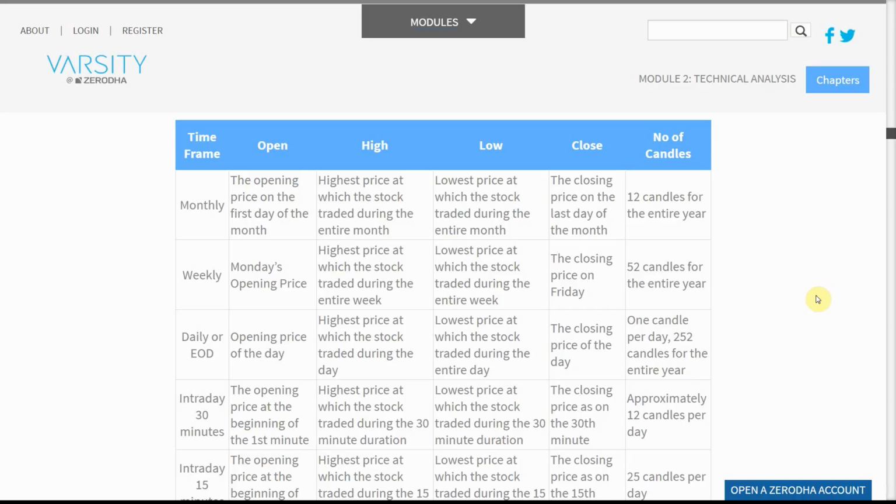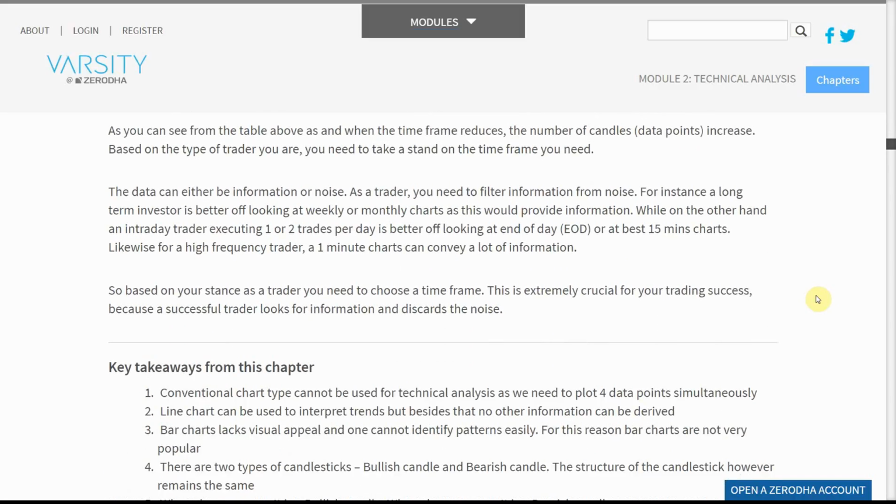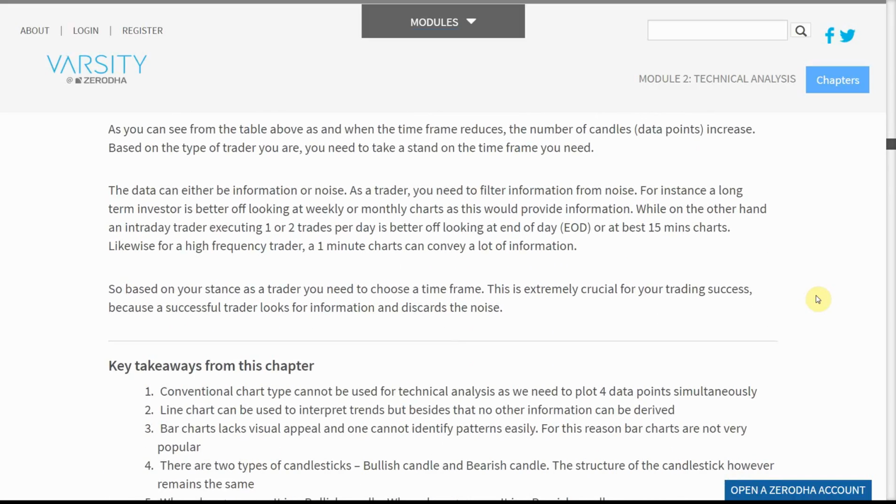Intraday, 5 minutes: the opening price at the beginning of the first minute, the highest price at which the stock traded during the 5-minute duration, the lowest price at which the stock traded during the 5-minute duration, the closing price as on the 5th minute, 75 candles per day. As you can see from the table above, as the time frame reduces, the number of candles, or data points, increases. Based on the type of trader you are, you need to take a stand on the time frame you need. The data can either be information or noise.